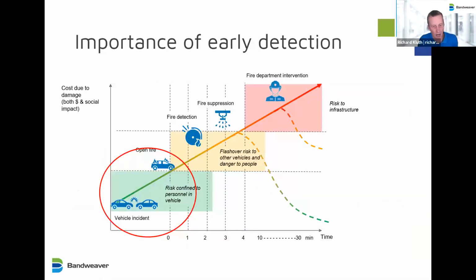And detecting early is very important. You want to detect before damage extends, before there's, for example, flashover in a car park, where the local fire suppression system can be effective and put out the fire and not have to have fire department intervention.